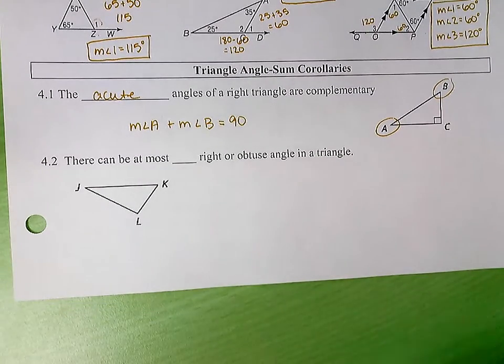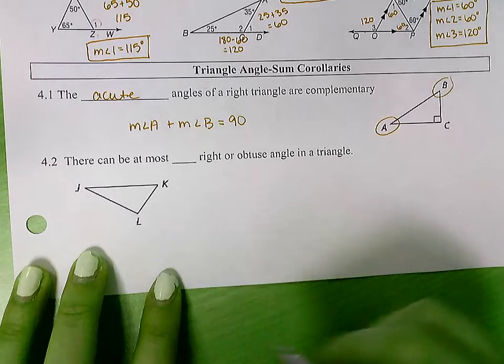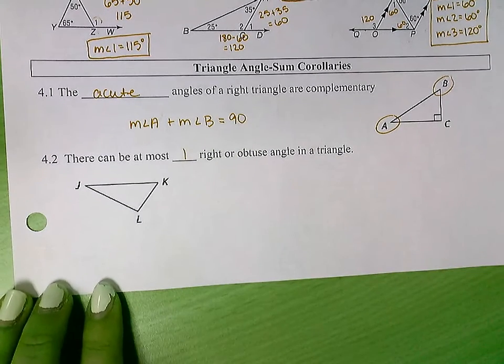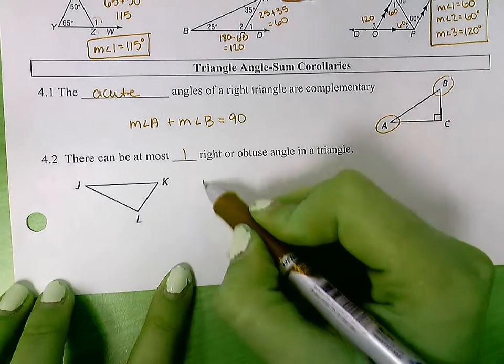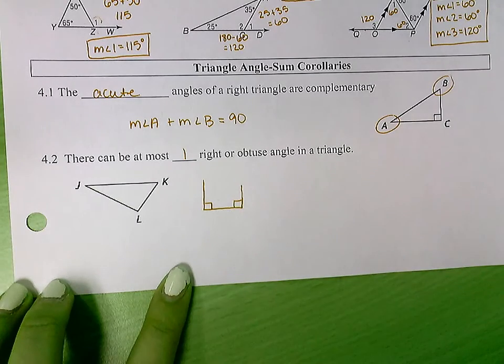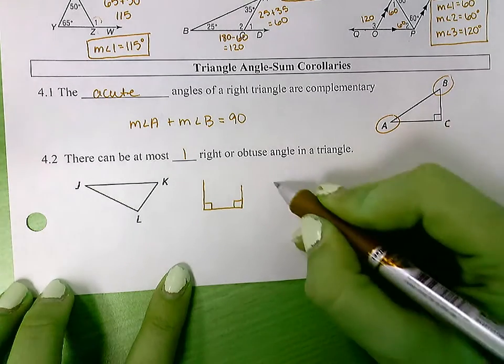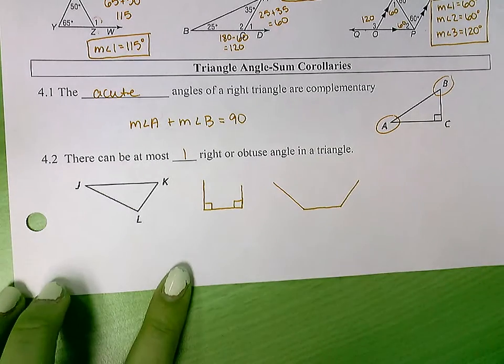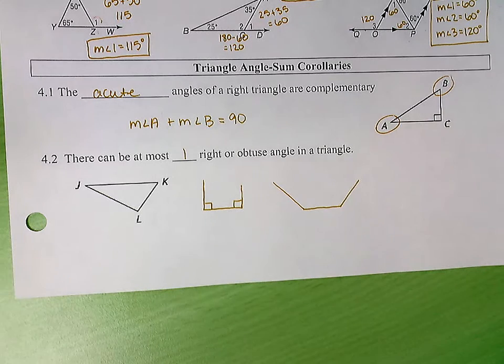That second one: there can be at most one right or obtuse angle in a triangle. You can't have two right angles. If I had two right angles, it wouldn't make a triangle. If I had two obtuse angles, again, it would not make a triangle. So you can only have one, either a right angle or an obtuse angle. Questions on those?